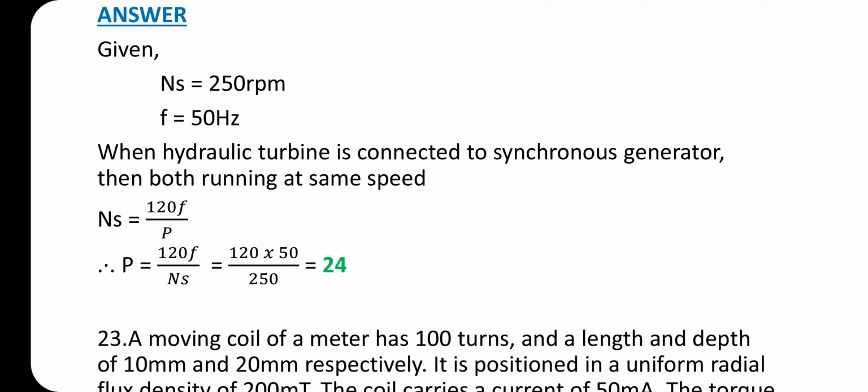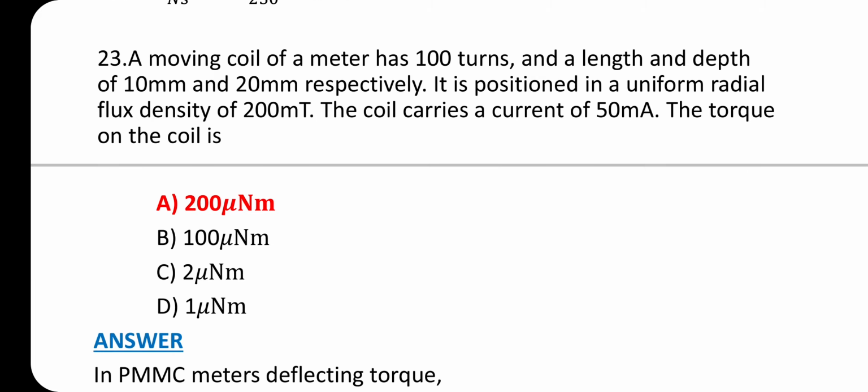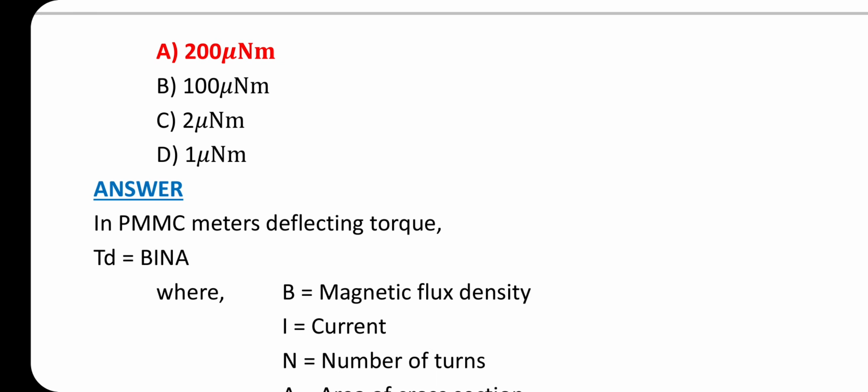A moving coil of a meter has 100 turns and a length and a depth of 10 mm and 20 mm respectively. It is positioned in a uniform radial flux density of 200 milli tesla. The coil carries a current of 50 milliampere. The torque on the coil is: answer option A, 200 micro newton meter.